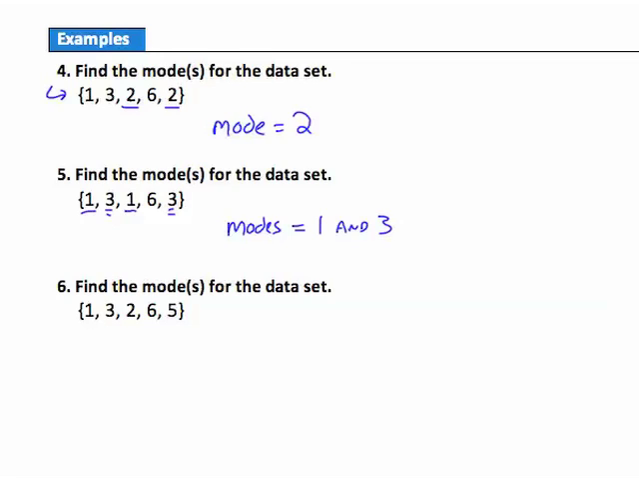Example 6. Find the mode or modes for this data set. Well, let's take a look. We don't have any piece of data that appears more than once. So all of the data appears the same number of times in this case, and so if they all appear the same number of times, we say that there is no mode to this data set.